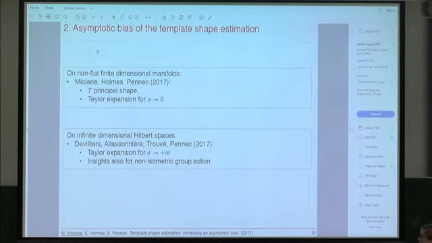In the general case, the literature is divided into two kinds of research. First, the non-flat finite dimensional case that we have tackled, where T is a principal shape and the Taylor expansion is done for sigma going to 0, the noise level, standard deviation of the Gaussian noise. On infinite dimensional Hilbert spaces, a lot of work has been done as well. And not only is the geometry different, but the Taylor expansion is often done with a high noise level, so it's very complementary to our study. And also they give insights for non-isometric group action, which is different from what we've done.